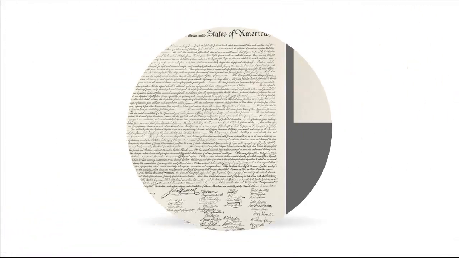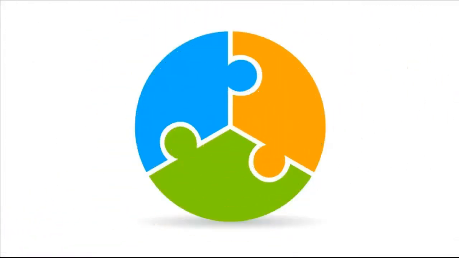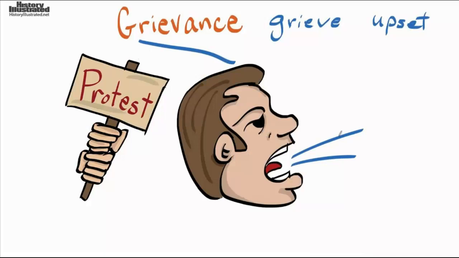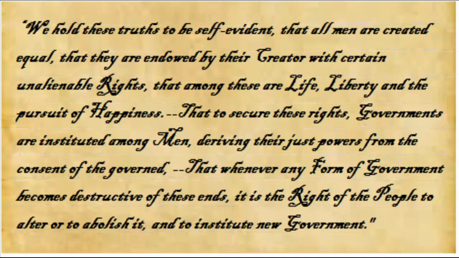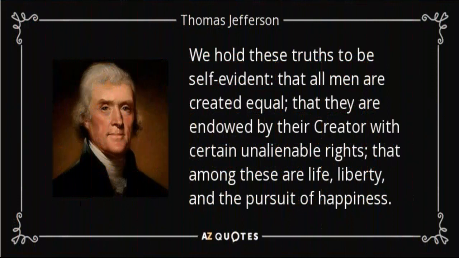The Declaration of Independence is broken into three parts: the preamble, grievances, and declaration. The preamble is an introduction. It explains the natural rights of all people. The preamble includes the famous quote, "We hold these truths to be self-evident, that all men are created equal, that they are endowed by their Creator with certain unalienable rights, that among these are life, liberty, and the pursuit of happiness."